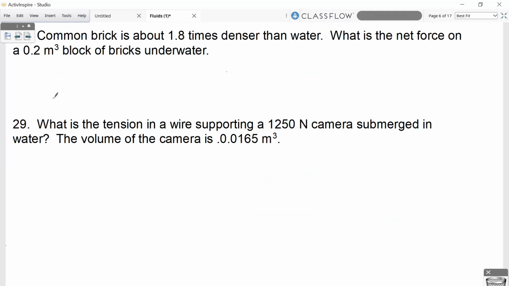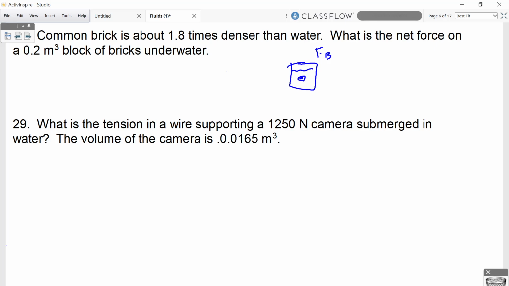So let's take a look at another problem here. A common brick is about 1.8 times denser than water. What is the net force on a 0.2 meter cube block of bricks underwater? So the same thing that we're going to do, we're going to try to figure out the brick. Is it going to sink? Is it going to float? What exactly is it going to do?